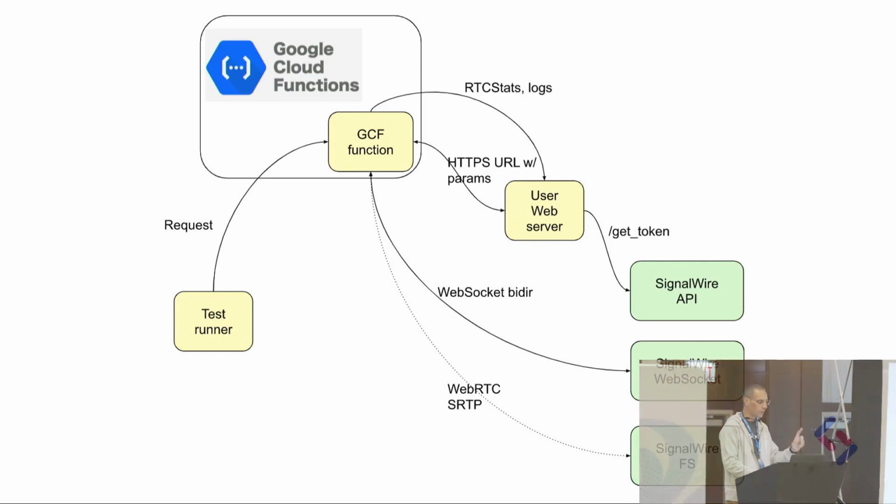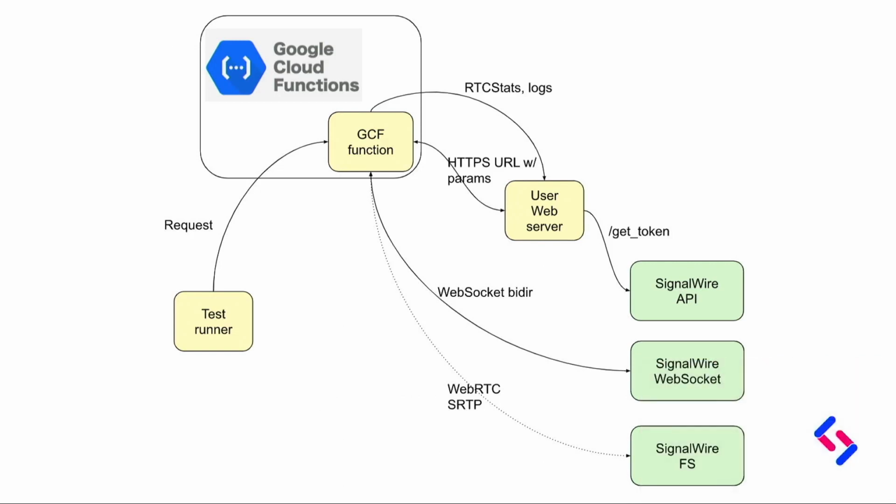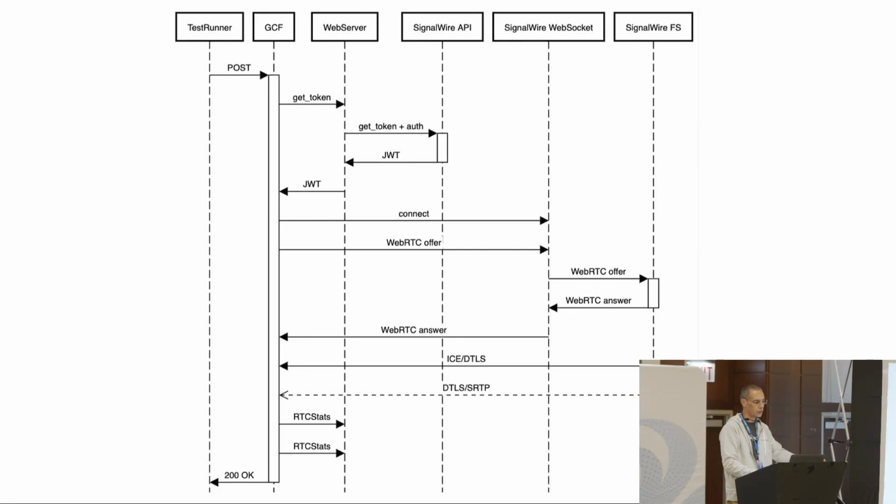The main structure is this. You have an application that runs the requests, which are simply HTTP requests. The Google Cloud Function that is triggered by the request connects to a web server to retrieve the tokens and the page to simulate the user, and then interacts with the SignalWire API, gets the token, connects to the WebSockets system, and then interacts with FreeSwitch for the exchange of the media stream. I'll leave this in the slides, it's not really for now.